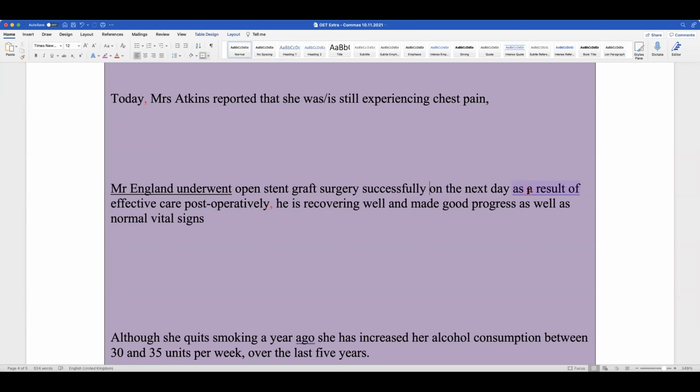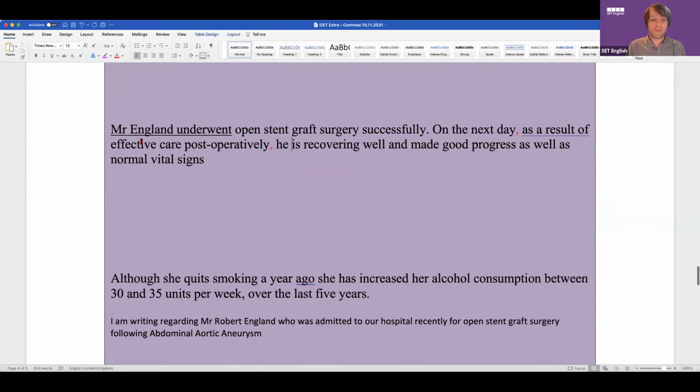Exactly. So Mr. England underwent open stent graft surgery successfully. Yeah, we need a full stop. You're right. The next day, and then what do I need here? Comma. Okay, comma. So now it makes much more sense. Okay, so we've got the linking issue and this. Okay, let's have a look at another one because we've got a few to get through.